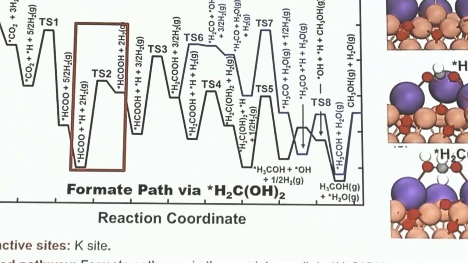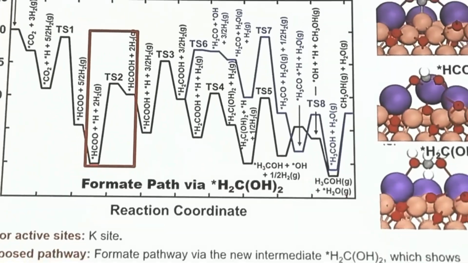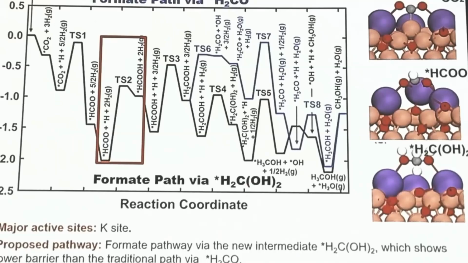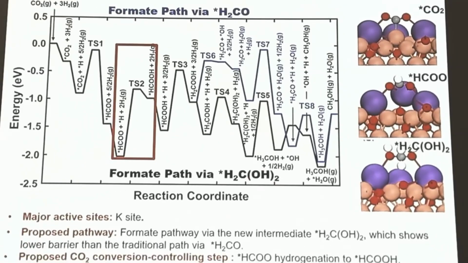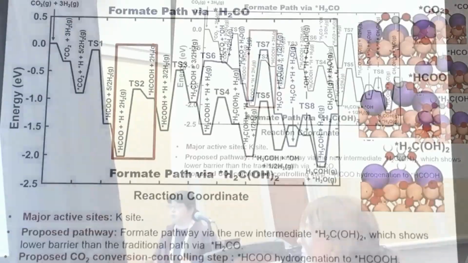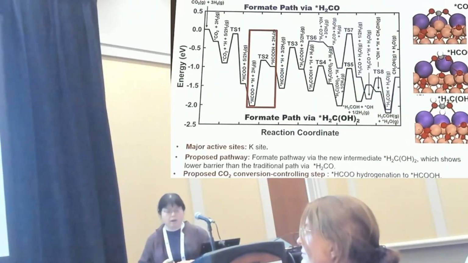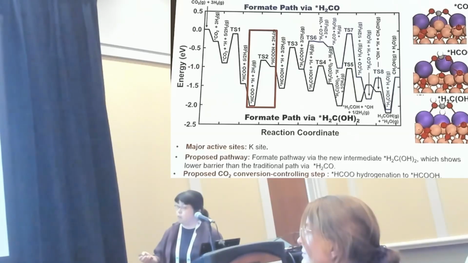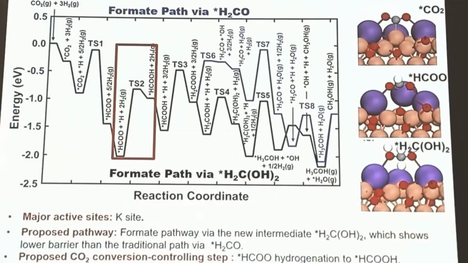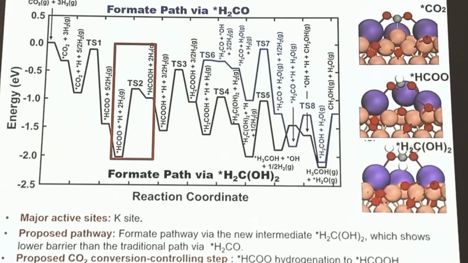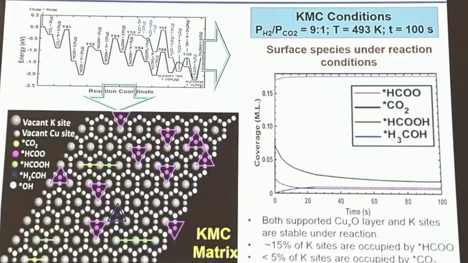But differently, this is not via the typical formaldehyde-based formate pathway, but rather through a methanediol species, which directly leads to the formation of methanol. Another thing we find is that formate hydrogenation to formic acid seems to have a higher barrier than everything else. But these are all preliminary understanding based on the DFT energetics. And then to understand more, we have to look at the kinetics.